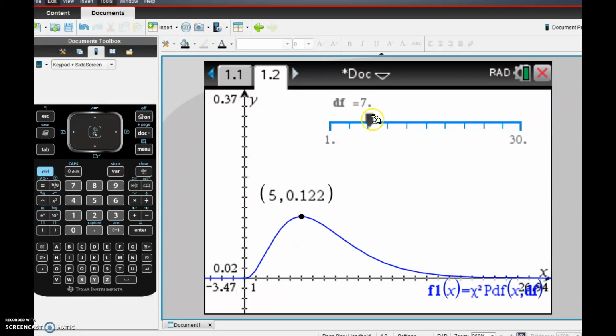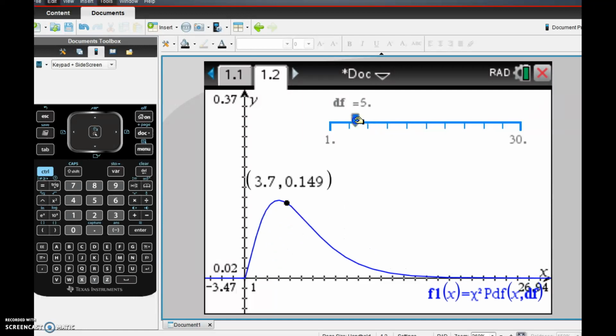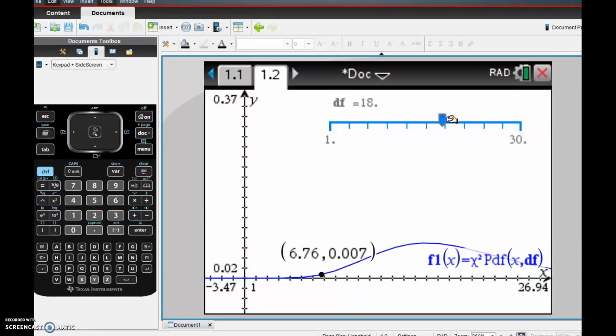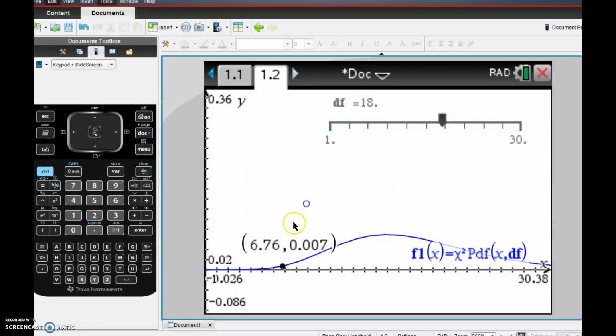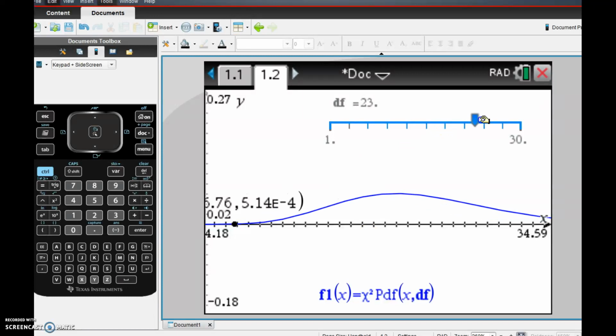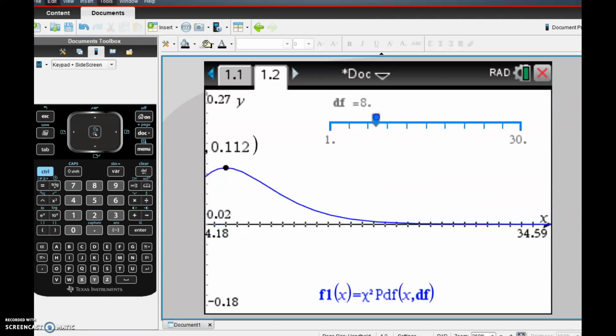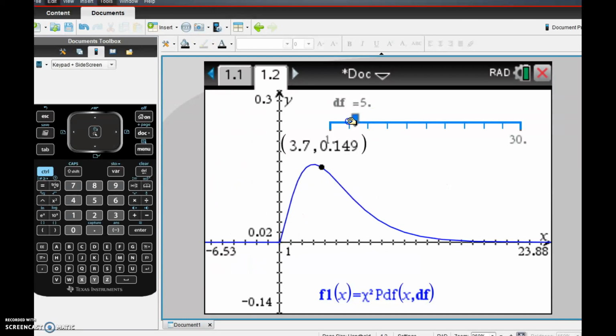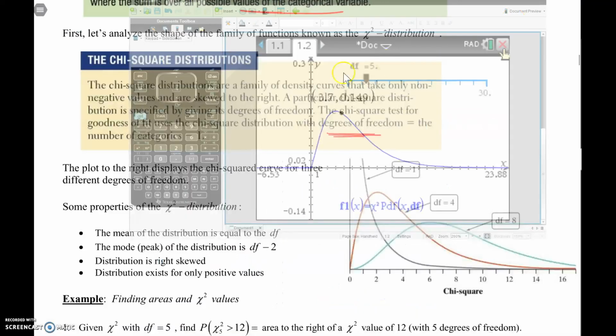All right. And then as it moves, it's always skewed to the right. Now, as the degrees of freedom get larger, it becomes a little bit less skewed, but it still is going to be skewed to the right always. Okay. So that's the family of the chi-squared distribution. Notice it never is negative; it's always positive, and we'll talk about that here.